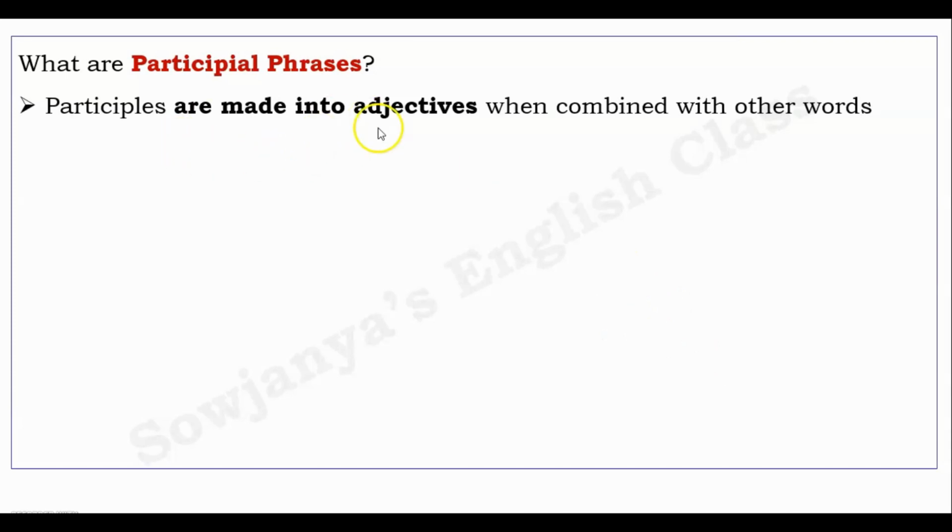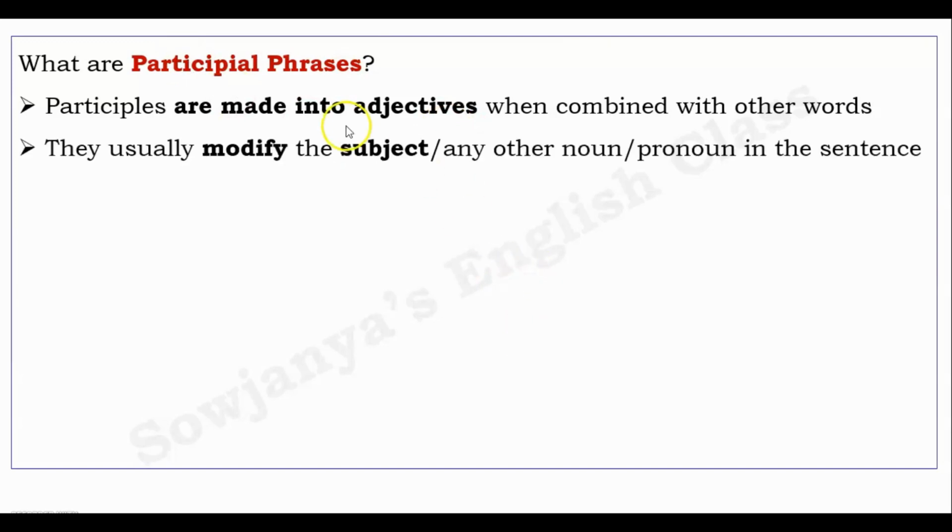Participles are made into adjectives when combined with other words. So participial phrases, their main activity is to modify the subject or any other noun or pronoun present in the sentence. Okay, they act as adjectives. They usually modify the subject or any other noun or pronoun in the sentence.